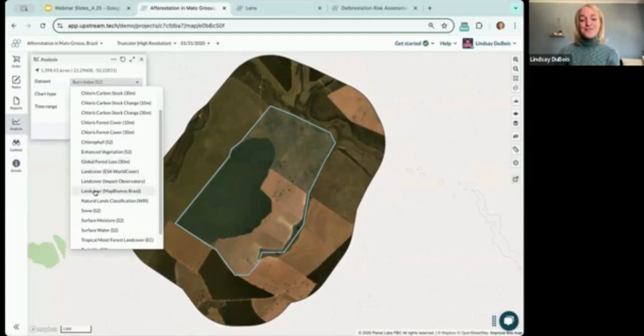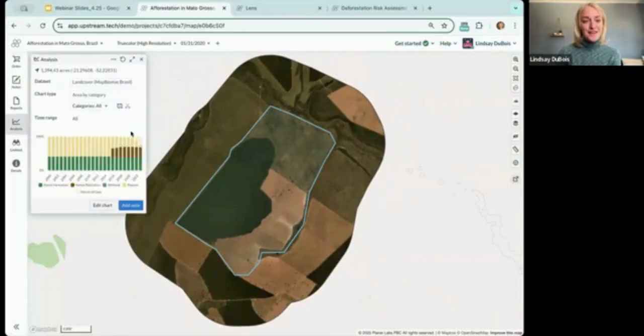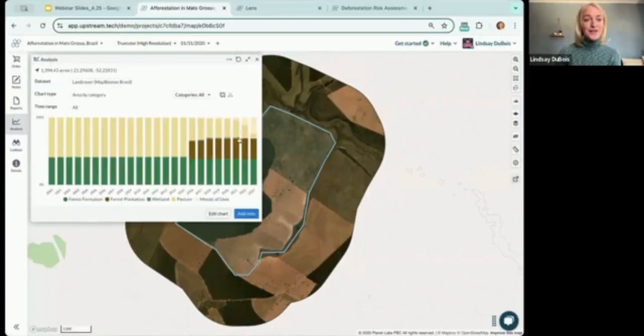But in this case, because this project is in Brazil, I'm going to use this Map Biomass Brazil. This is a wonderful land cover data set that goes very far back in time, so when I can use this one, I think it's preferable. And then I'm going to click this Analyze button, and it will quickly generate this lovely chart for me. If we're assuming that we're roughly around here at this period in time, we're going back to the year 2000, we can see that there's been a lot of consistency in how this land has been used.